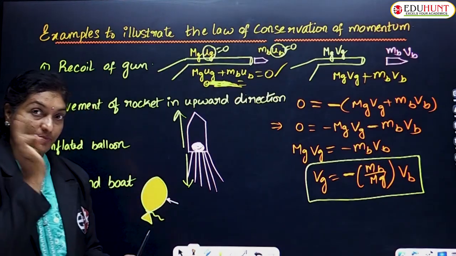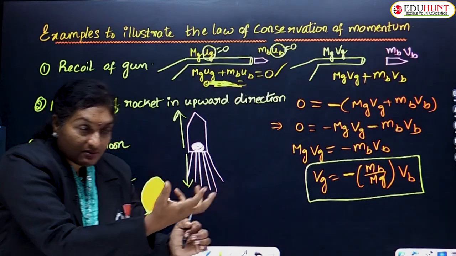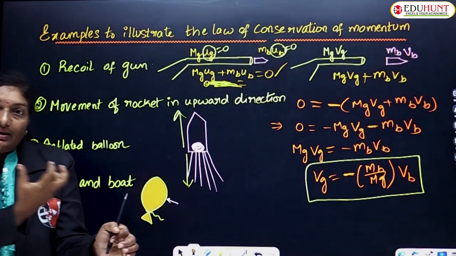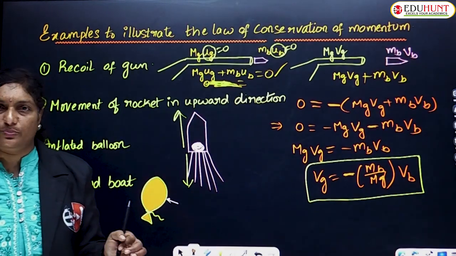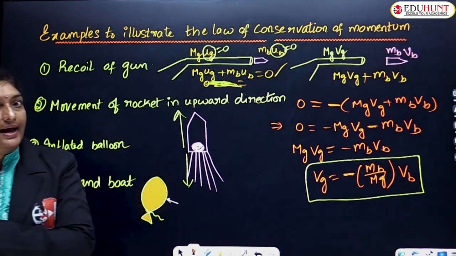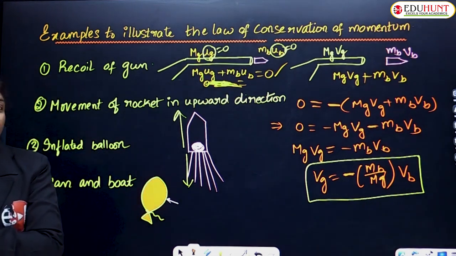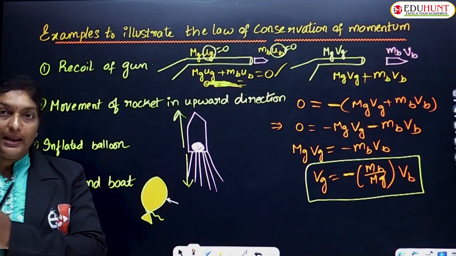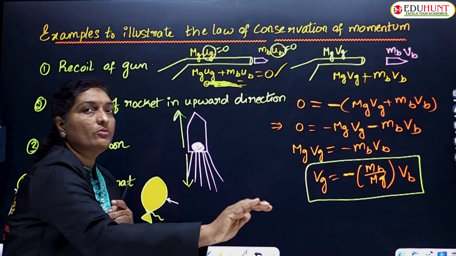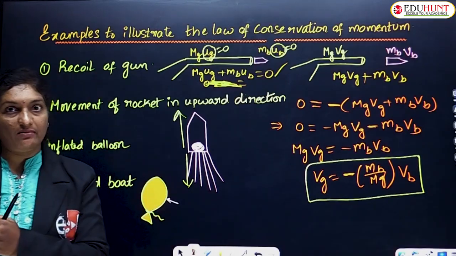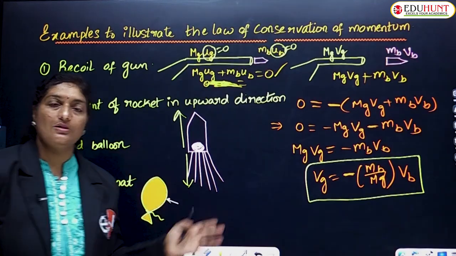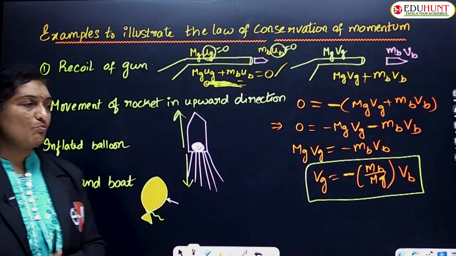A hole is made. From that hole, the air comes out with large speed. When the air comes out with a large speed, in order to maintain the law of conservation of momentum, the inflated balloon moves forward. Air comes backward in the opposite direction, the balloon moves forward. This is also according to the law of conservation of momentum.